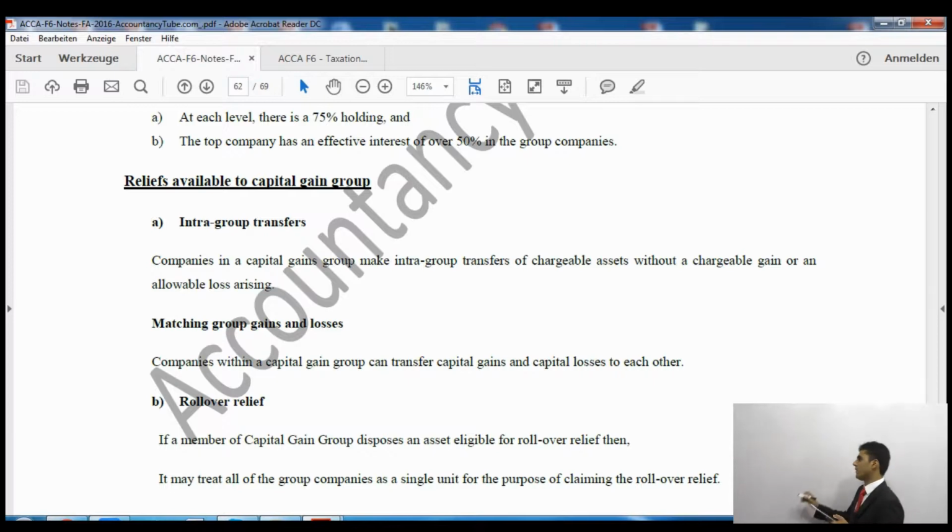Now, as you know, when it is a group, there will be one parent company, then subsidiary. You might have a sub-subsidiary as well. So what does it mean? That there will be 75% control at each level, and the top company will have 50% effective control on all of the other companies.